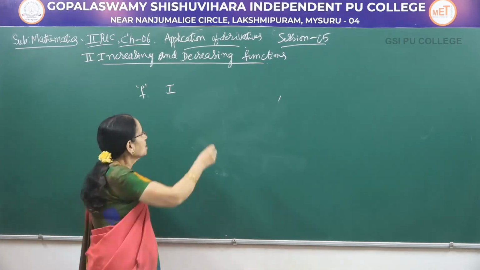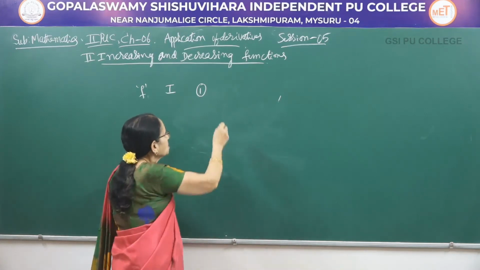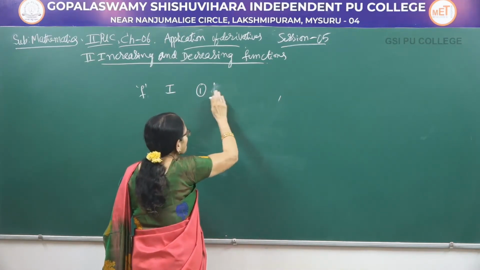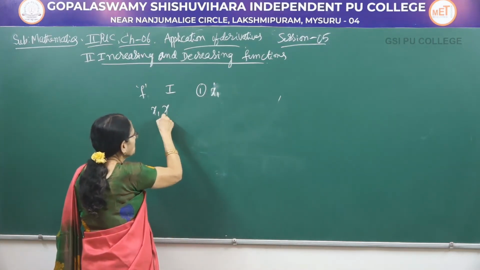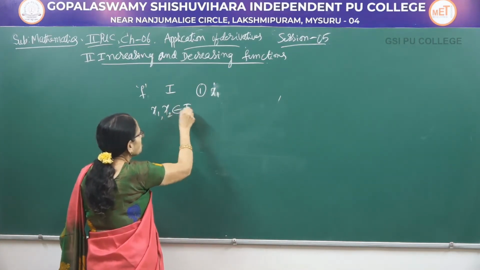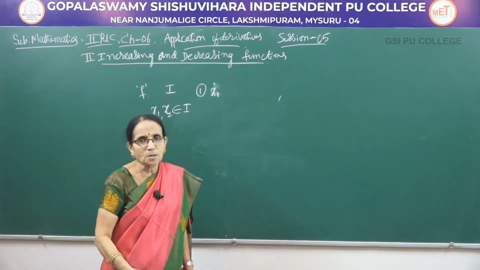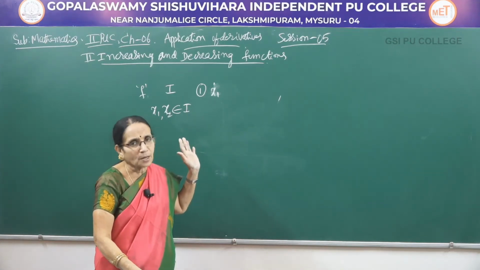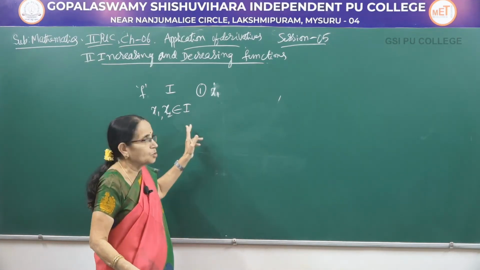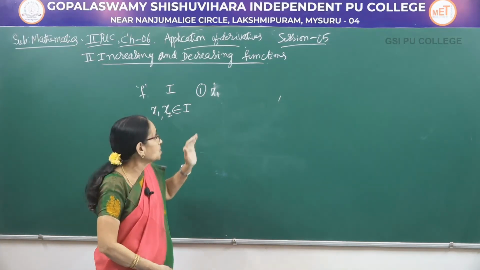Now, here we define in 4 ways. Let us take 2 numbers x1, x2 belonging to the interval. Let f be a real valued function, let I be an interval in the domain of the function f, and let x1, x2 belong to the interval. This is the data. Now, how do you define?